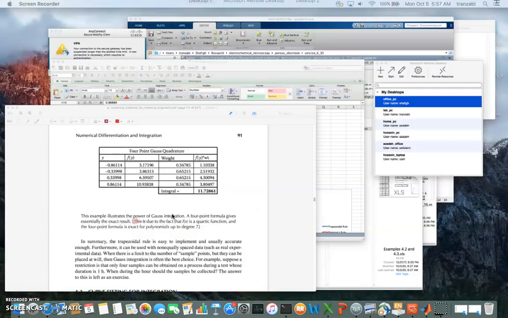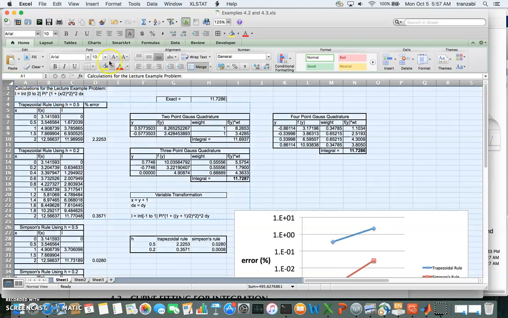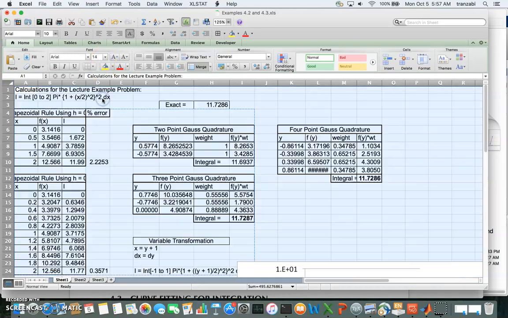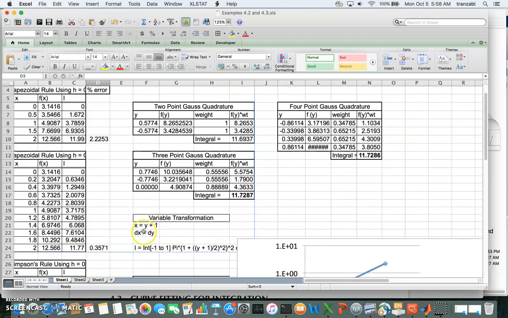Okay, so let's go back to the example. This is the example we did last lecture. It's the integral from 0 to 2 of 1 plus x over 2 raised to the second power, again raised to the second power, dx. And we want to do this using Gauss Quadrature. So first we notice that the limit is not minus 1 to 1. We have to conform the limit, and this is from the book.